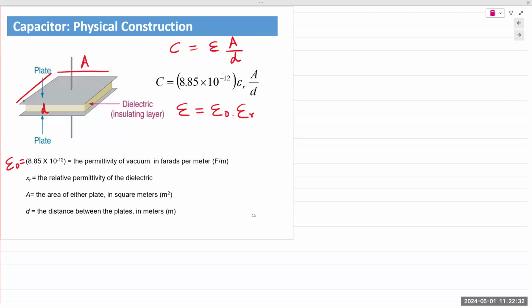So C equals epsilon 0 times epsilon R times A over D. The larger the cross-sectional area, the larger the capacitance. The smaller the distance between the plates, the larger the capacitance. Now that begs the question, what exactly is A? Here it states it's the area of either plate in meters squared.